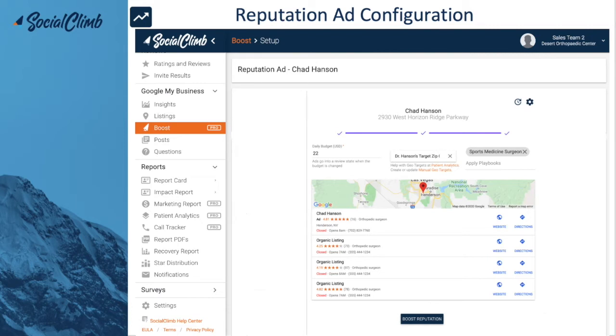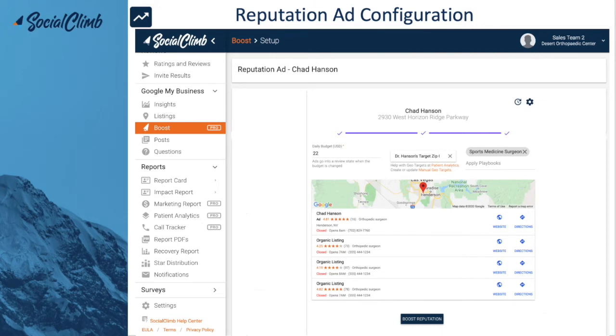The sports medicine playbook has all the details in it so that the system automatically configures these Google ads to move Dr. Hansen to the top of the search results. So that has the title, the headline, the keywords, the negative keywords, all those components and configurations to make the sports medicine surgeon come to the top of the search result when the right keywords are used to search by a potential patient.